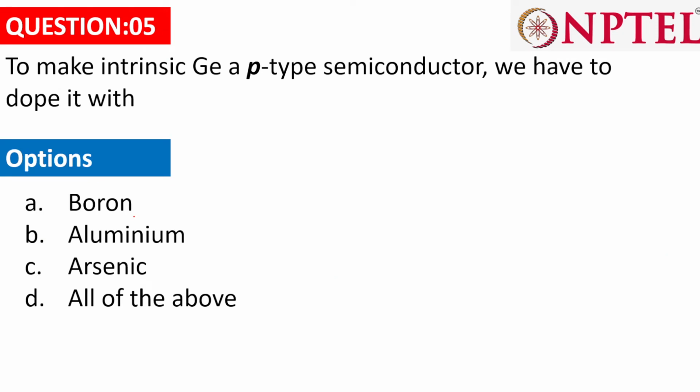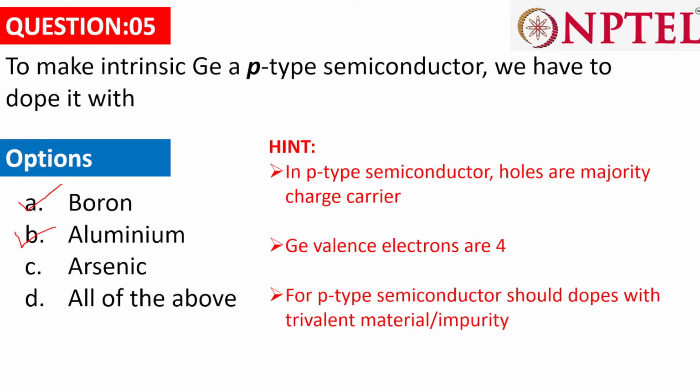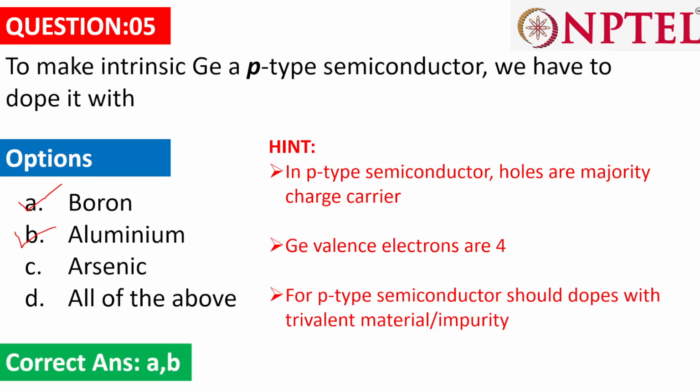Next question. To make intrinsic germanium a p-type semiconductor, we have to dope it with. First, let me know the valence electrons of germanium. 4 electrons. If we need to make it a p-type semiconductor, it should be doped with a third group element, trivalent. Then what are trivalents here? Boron and aluminum. Yes. So the correct answer will be A and B.